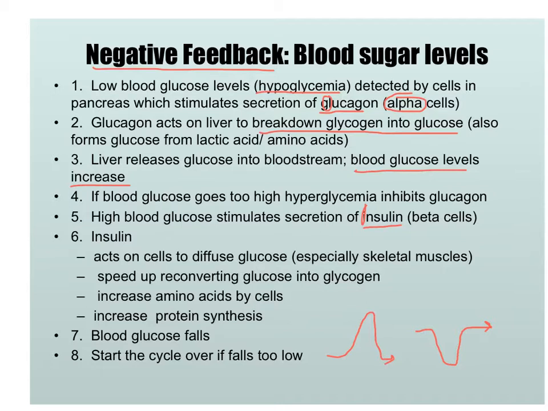Now if blood glucose gets too high, which is called hyperglycemia, that's going to inhibit the release of glucagon from the pancreas. And it's going to tell the pancreas, the beta cells, to secrete insulin. Now the hormone insulin tells your skeletal muscles and your liver to take glucose from the blood and turn it back into glycogen so it can be stored. And that'll bring the blood sugar back down.